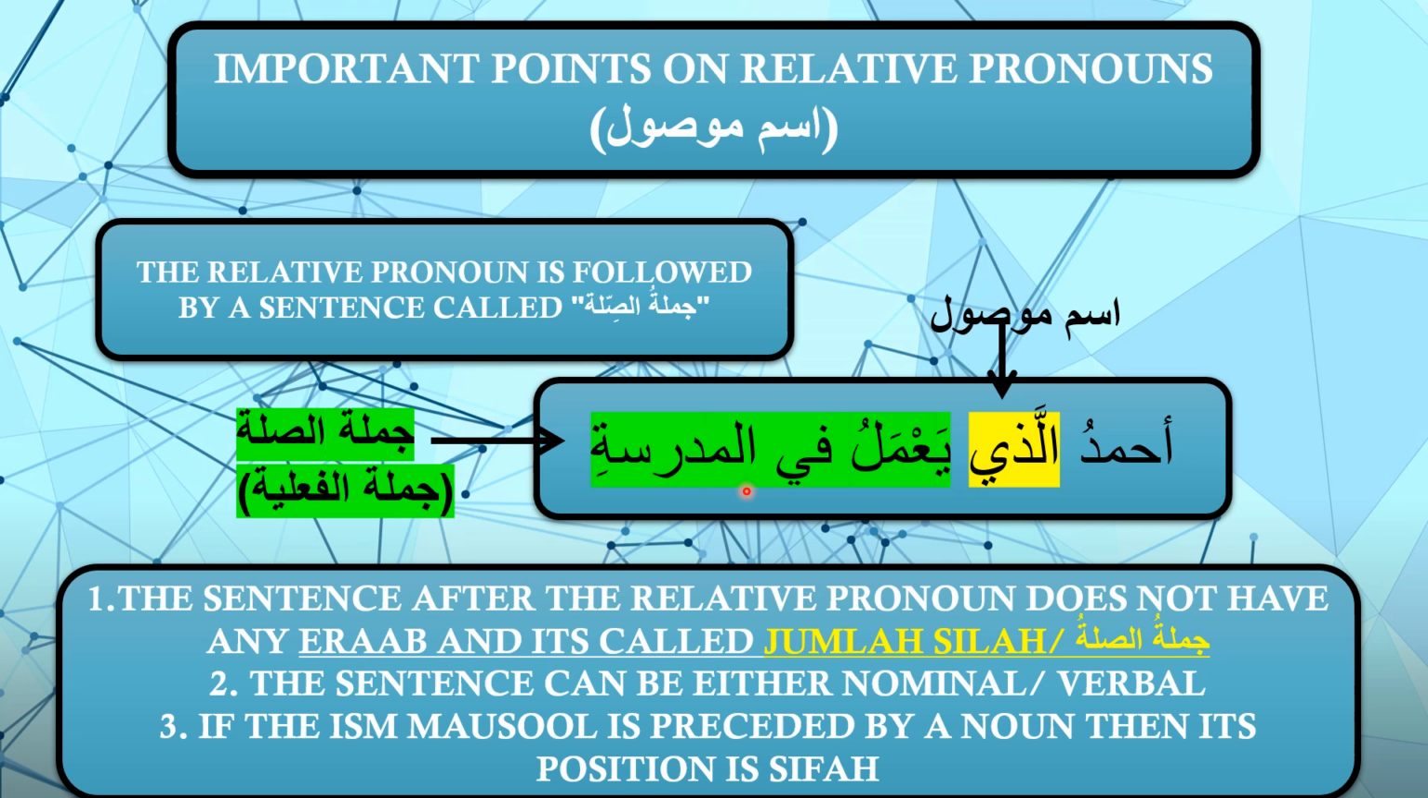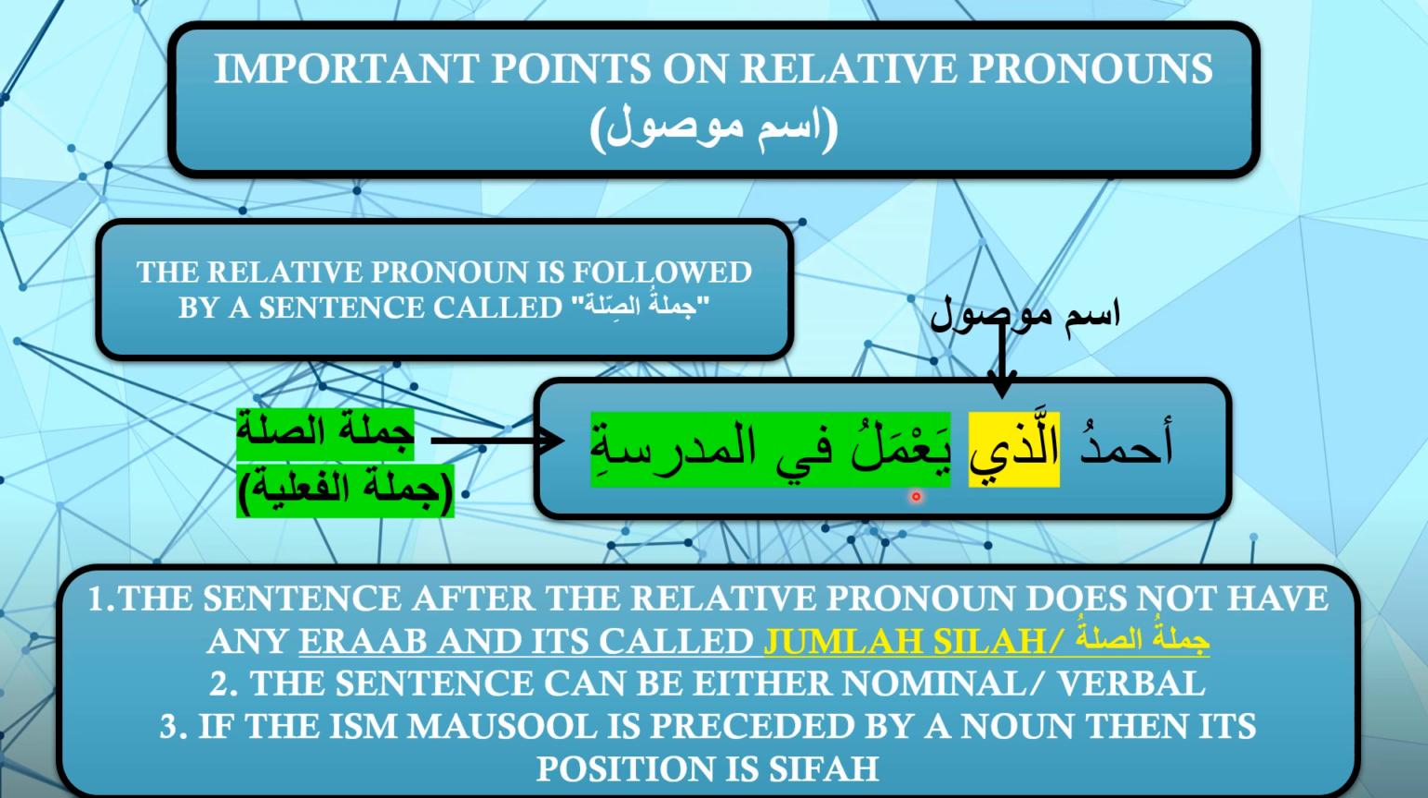So this is the i'rab for the jumlatul sila, means you have to mention la mahallaha min al i'rab. That means it does not have any position in the i'rab. La mahallaha means no position in the i'rab. So here you can see either it can be a jumlatul fi'liya or it can be jumlatul ismiya. So this is our second point on relative pronoun.